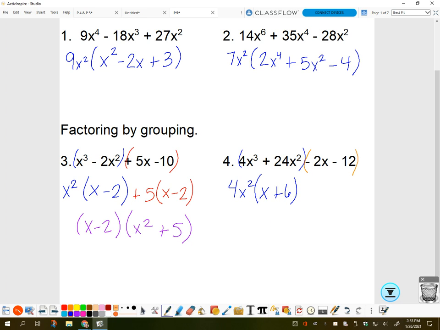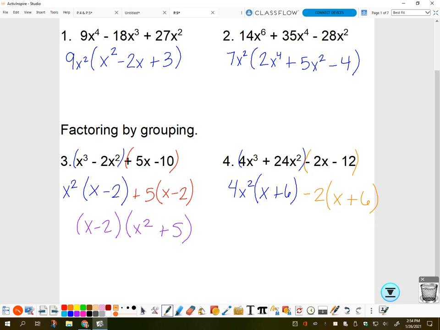Now for the back two, what do negative 2 and negative 12 have in common? A negative 2. I can divide them both by negative 2. If this is a negative, we're always going to put a negative here. They do not both have an x, so I can't take an x out. So I need to multiply by x to get back to negative 2x. And I'm going to multiply by a positive 6. If negative 2 is going to multiply to get negative 12, it's got to multiply by a positive 6.